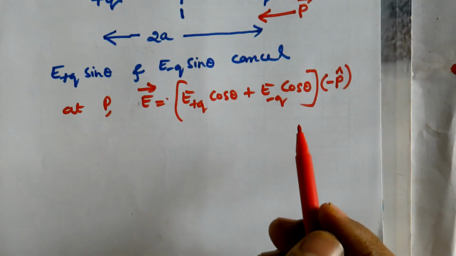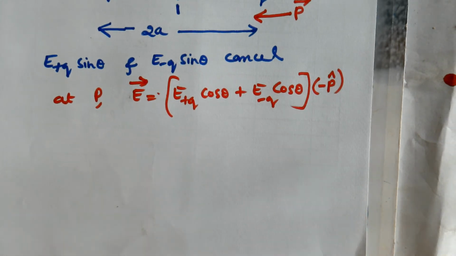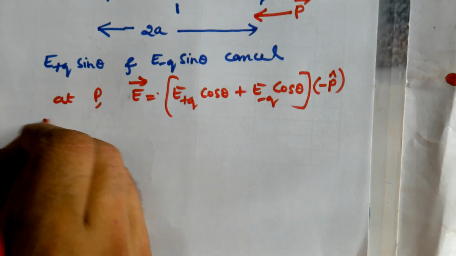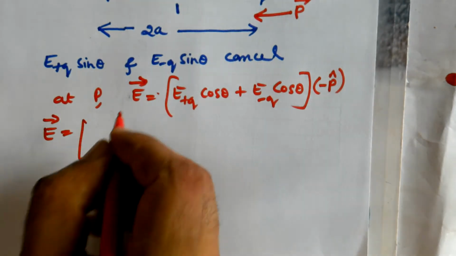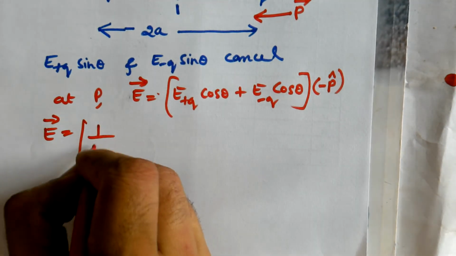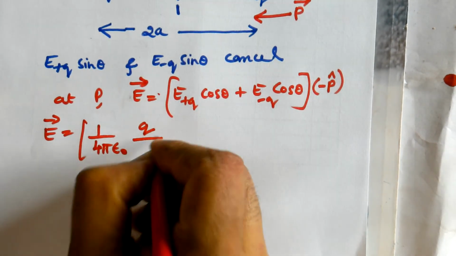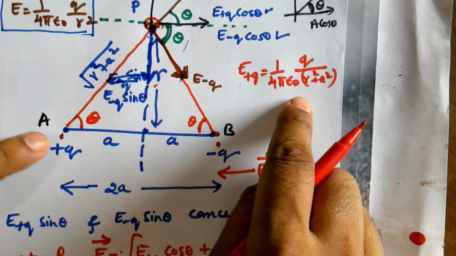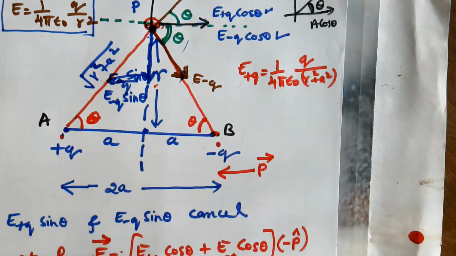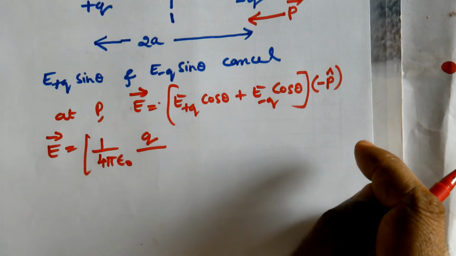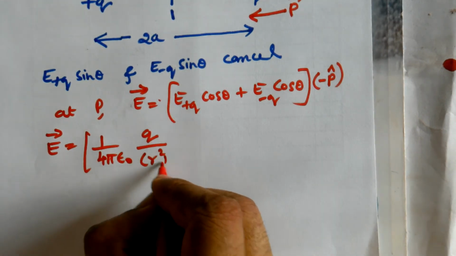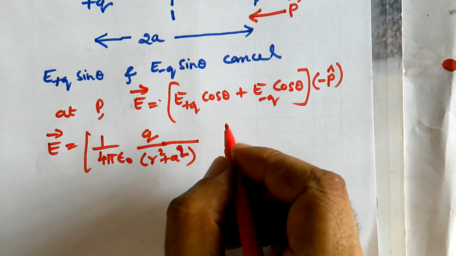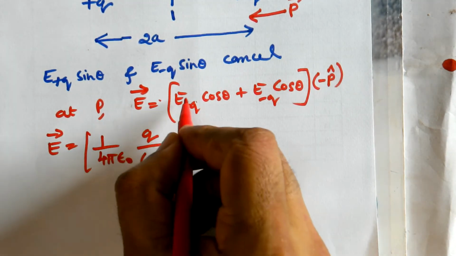Okay, only the cos components add up. Vertical components cancel. So if you write this formula, net electric field at P, E is equal to E plus Q, 1 by 4 pi epsilon naught, magnitude of Q divided by root of r square plus a square whole square. From plus Q to here, minus Q to here, both the distances are same. Root of r square plus a square whole square means it is r square plus a square. Root will go, this cos theta, that is E plus Q.